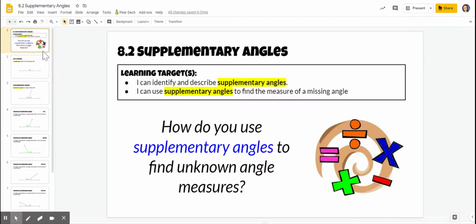We have two learning targets again for today's lesson. The first, I can identify and describe supplementary angles. The second, I can use supplementary angles to find the measure of a missing angle. And again, I've been trying to give you a question to frame the lesson and get you thinking. Today I want you to be really thinking about how we can use supplementary angles to find unknown angle measures. That's really what we're going to be focusing on today.